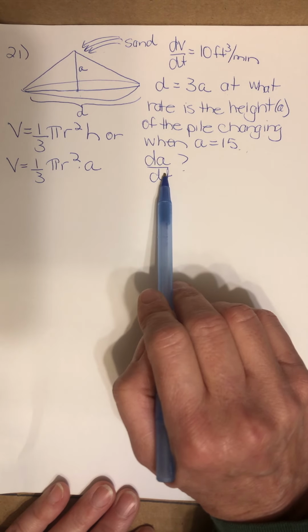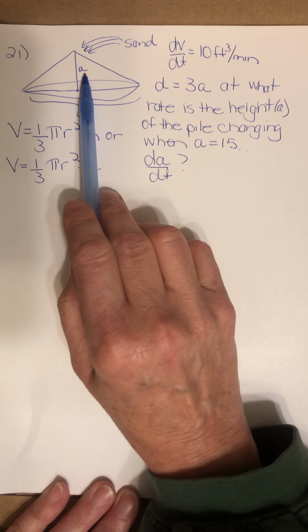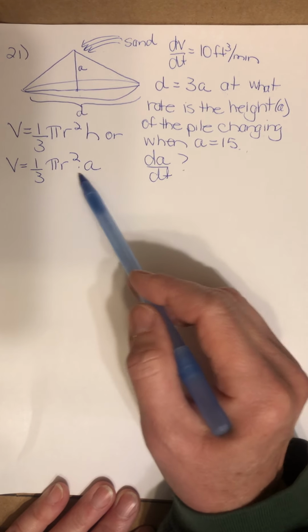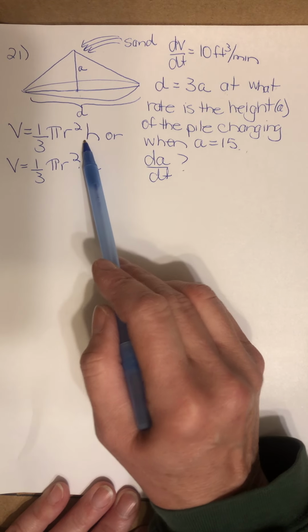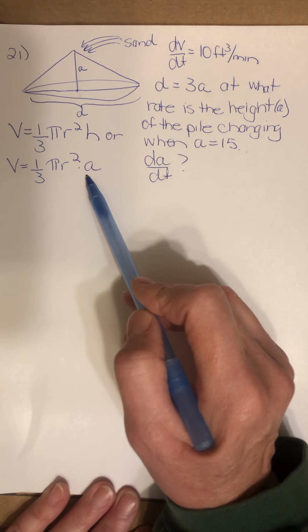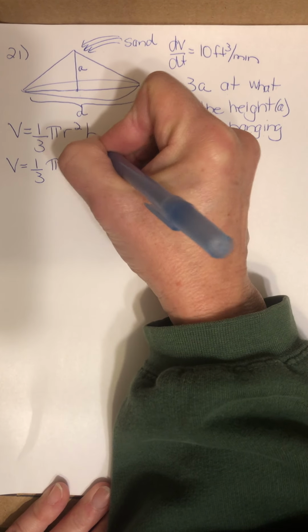Now, there's a couple ways I could have gone here. I could have called it h, right? But what I did is I wrote the volume formula for a cone and just said, hey, they're calling that h a. So all I did was make this quick substitution here.